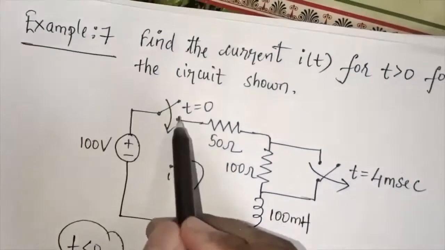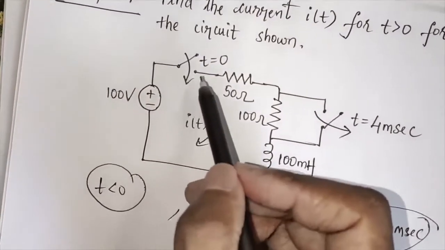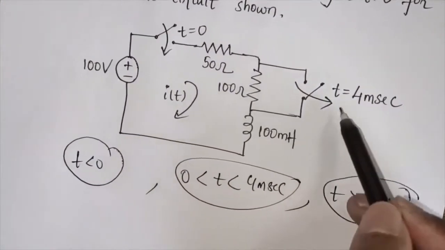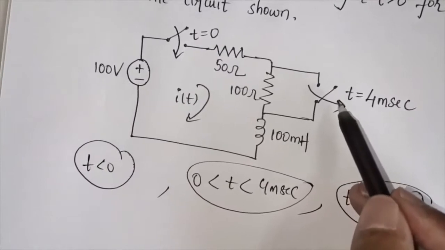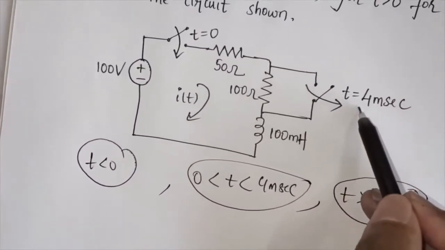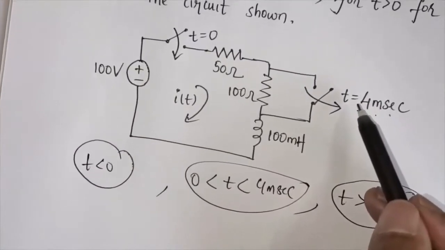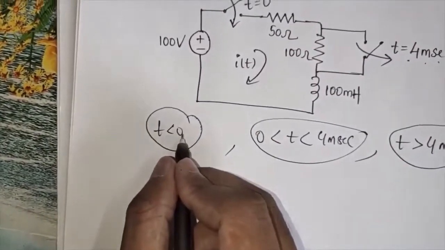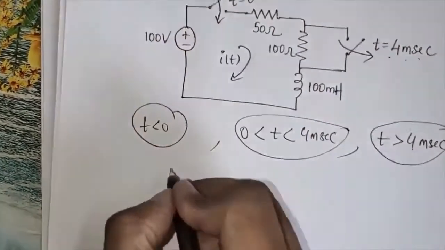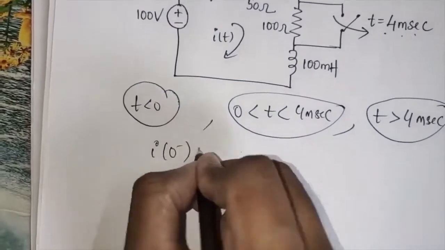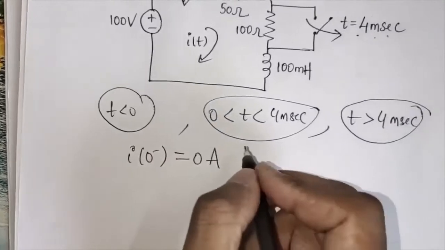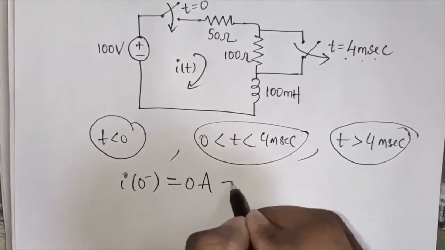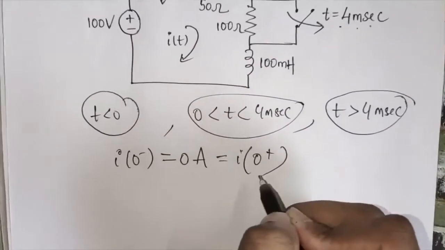Initially, the switch is open for t less than 0. By the position of the switch, I can say that initially this switch is closed and at t equal to 4 milliseconds this switch is opened. At t less than 0, since this circuit is open, I of 0 minus is nothing but 0 amps. But due to the property of the inductor, as it does not allow any sudden changes in current, this is also equal to I of 0 plus.